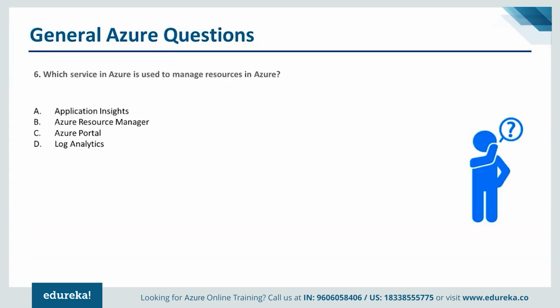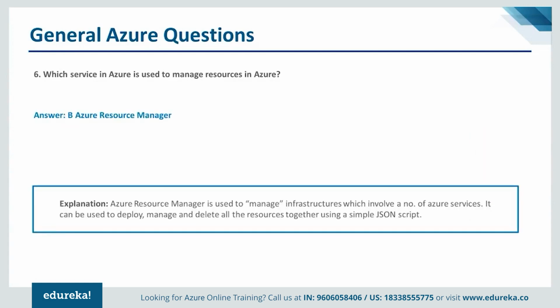Now, which service in Azure is used to manage resources in Azure? We have a few options: Application Insights, ARM, which is the Azure Resource Manager, the Azure portal, and Log Analytics. As far as this is concerned, we talk about ARM. This is a service on the newer portal, used to manage the infrastructure, which involves a number of Azure services. It's basically the fabric. I'm not sure how many people are aware of what an Azure Fabric is, but the idea is that Azure Fabric now runs on something called ARM.